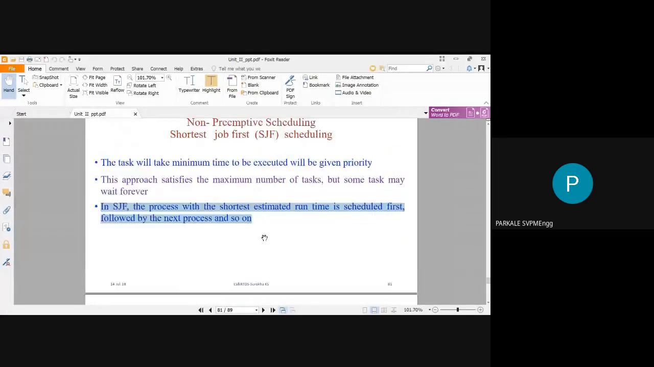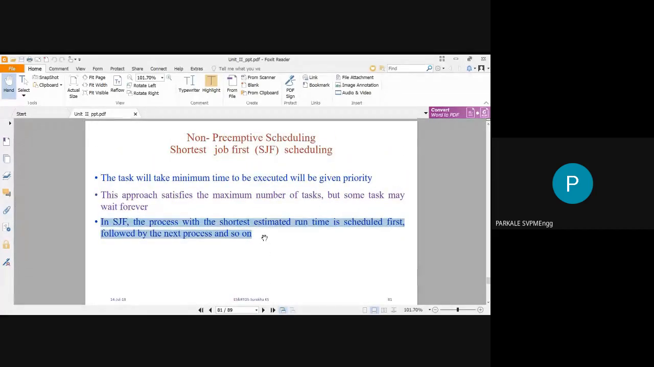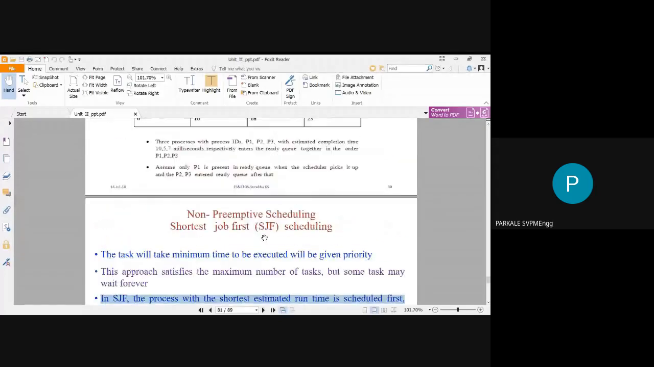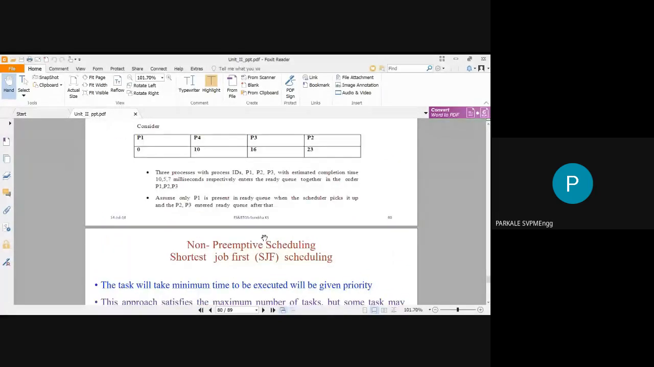Okay, so it's quite simple. The shortest job first algorithm means you just estimate the execution time of all the processes, and the process which requires the least time, you select first. Then follow the same principle for the next processes also.